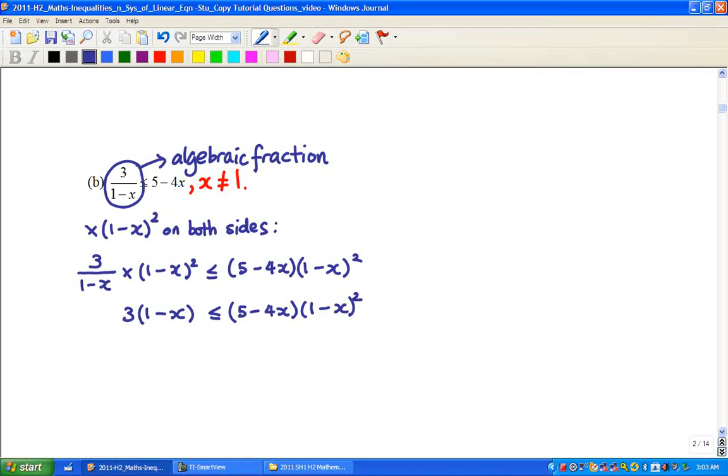As you can see, by multiplying 1 minus x squared on both sides of the inequality, we have obtained an inequality involving a polynomial expression, which we already know how to solve. To do this, make one of the sides of the inequality 0 by bringing the expression on that side to the other side of the inequality.